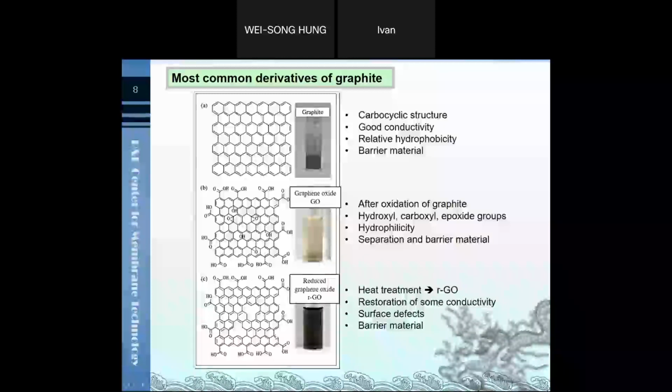Then the researchers considered how to recover the graphene property. So they make reduced graphene oxide, prepared by heat or chemical methods. It can recover some conductivity, but because of the surface defects, the conductivity can only recover maybe 70% or 60%, and cannot return to the original.